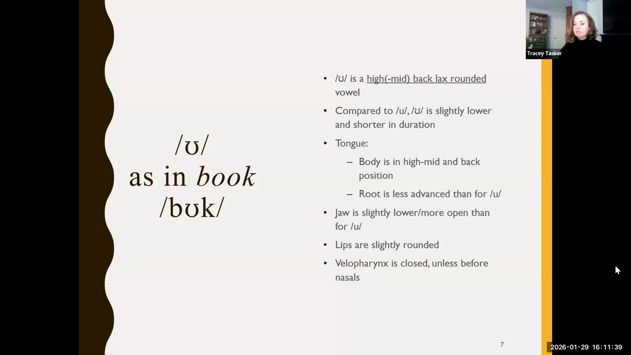The body of your tongue, again, is high, mid, and in that back position, but the root is less advanced than it is for ooh. Your jaw is also slightly more open. A good way to do this is to move between the two vowels. Ooh, oh, and you can feel the difference, right? As we talked about with all the vowels, your velopharynx is closed unless it has that nasal consonant adjacent.